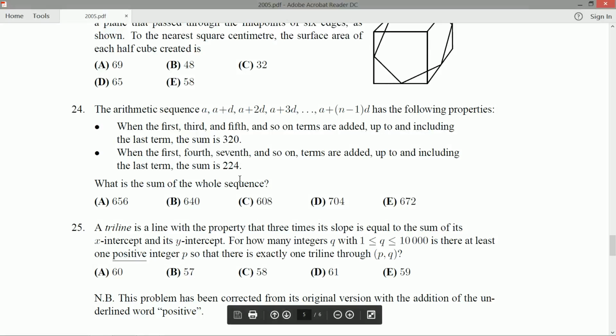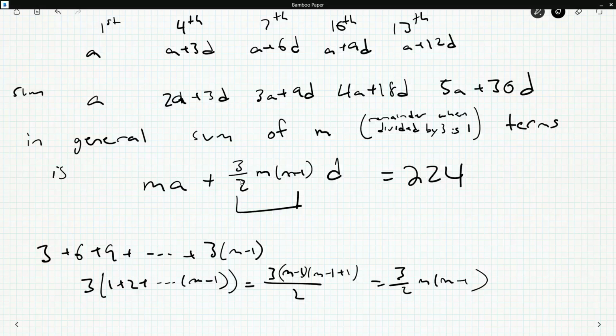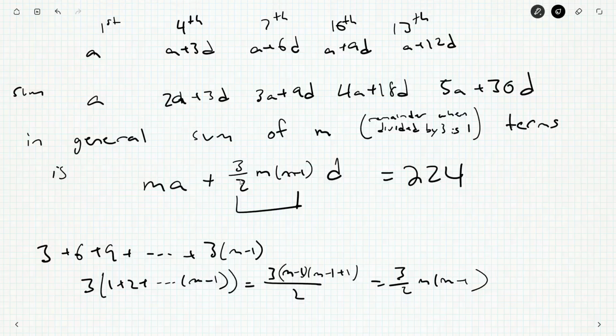Okay, so great, we understand how we're adding up the terms. I want the sum of the whole sequence. What can I do? So, this isn't quite enough information to get a and d right away.